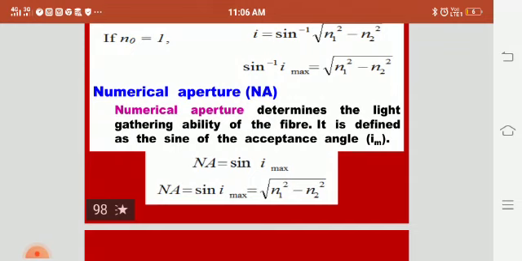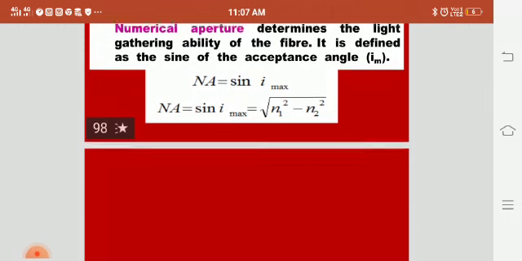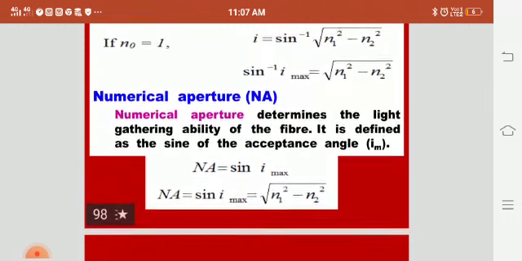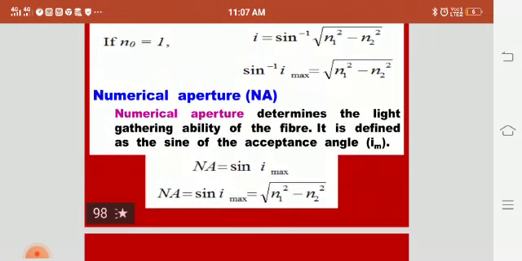It is defined as the sine of the acceptance angle. That is, numerical aperture NA is equal to sin I max, which is equal to square root of N1 squared minus N2 squared. In this we have discussed the acceptance angle of the fiber and the numerical aperture of the fiber. Thank you.